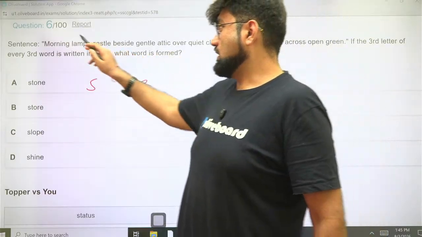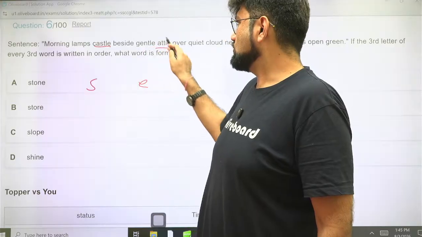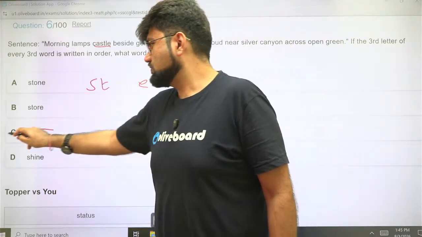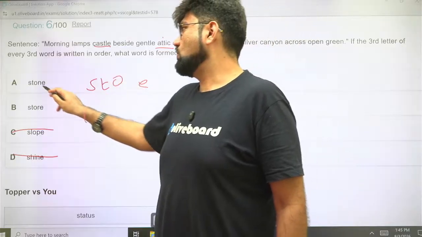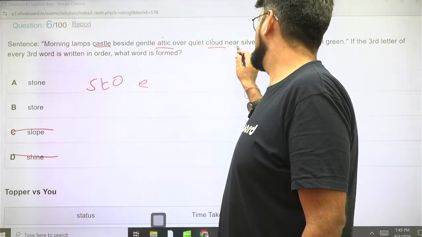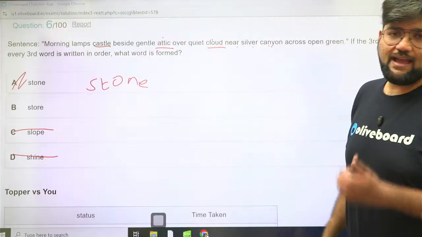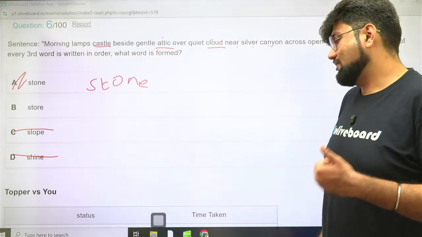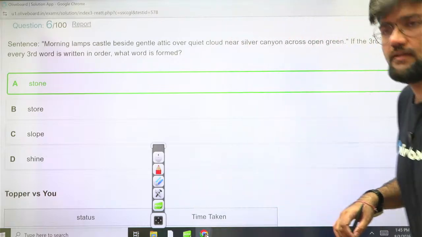So 1, 2, 3, this is gone. Again 1, 2, 3. So T is the second one. That means these two cannot be possible. And 1, 2, 3. O is this one. STO. Okay, unnecessarily we checked O again. 1, 2, 3. N is this one. So STONE, option A is the correct answer. Every third word and every third letter of it is what we need to write down. So option A will be the correct answer.